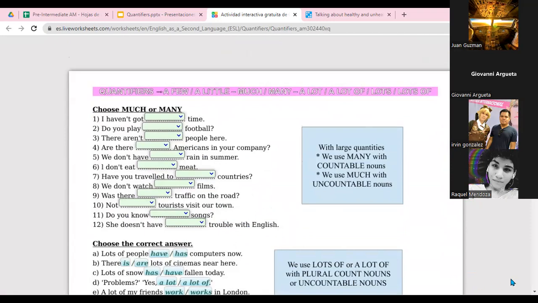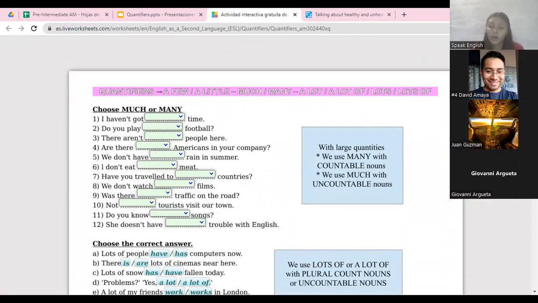Songs, in my opinion, are uncountable. Countable, uncountable, but here it is in plural. Yes, songs. Do you remember? Could it be countable? You can count how many songs you know. It's kind of difficult, but you can. And also here it is in plural.